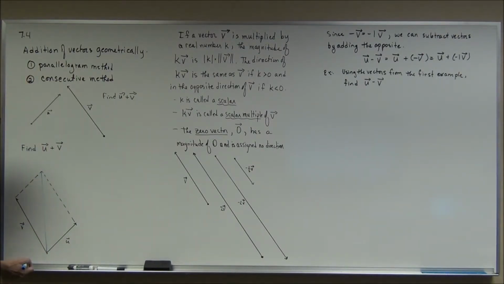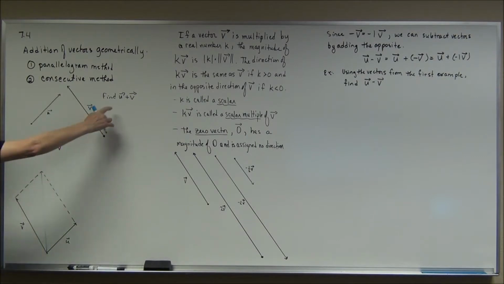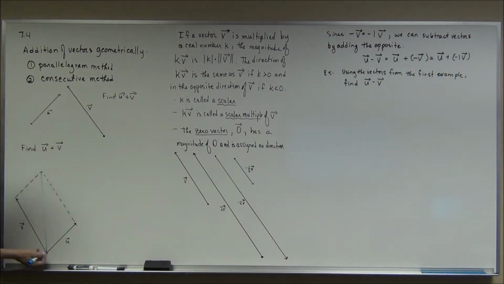The initial point of the sum of what this is adding up to, which we call the resultant, is the same as the initial point of the other two vectors. The terminal point is at that fourth vertex, so I'll put the arrow there. And this would be my sum. This is vector u plus vector v. And again, we call that the resultant vector.